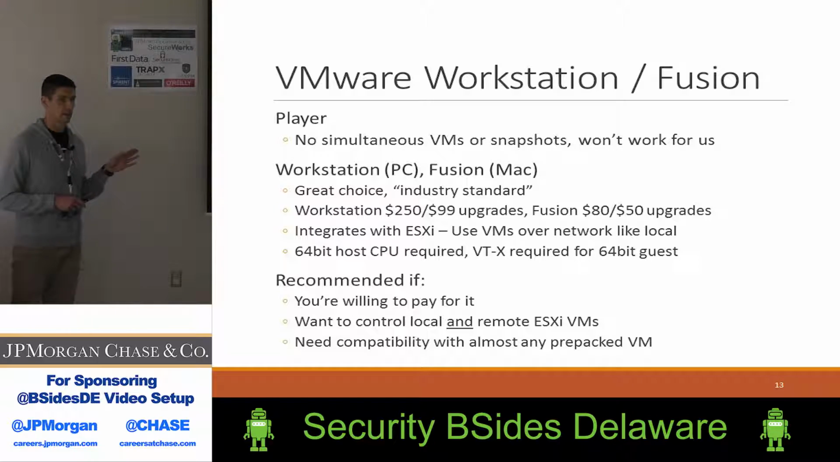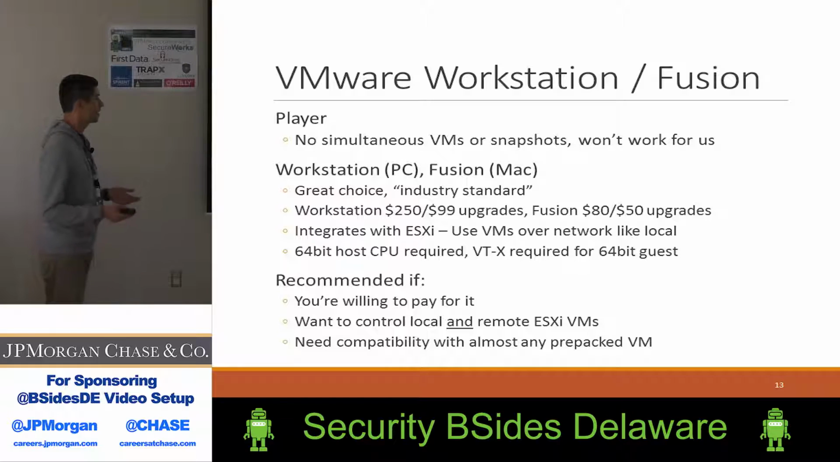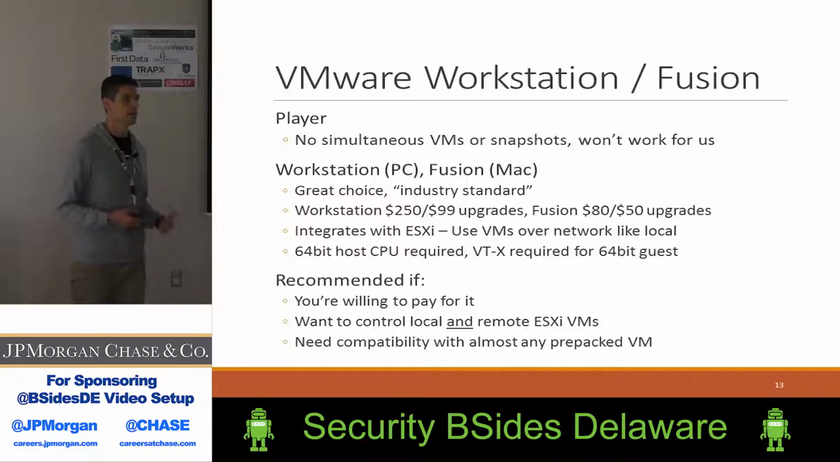But Workstation, and Fusion if you have a Mac, is the same thing. It's a great, great option. I call this the industry standard because when you get a lot of pre-built virtual machines for security or whatever it may be, they'll often come in VMware format. So that's one big benefit of doing this. Workstation costs about $250 with a $100 upgrade, and Fusion is $80 with $50 upgrades. So it's a little bit on the expensive side, but it's the premium product when it comes to virtualization.